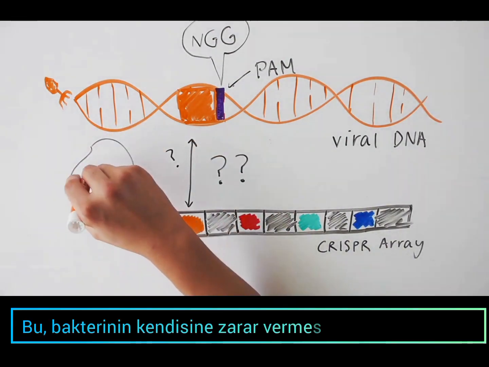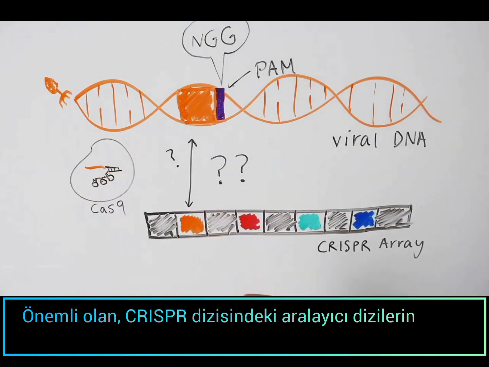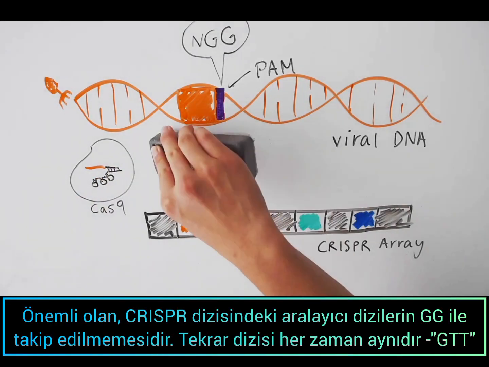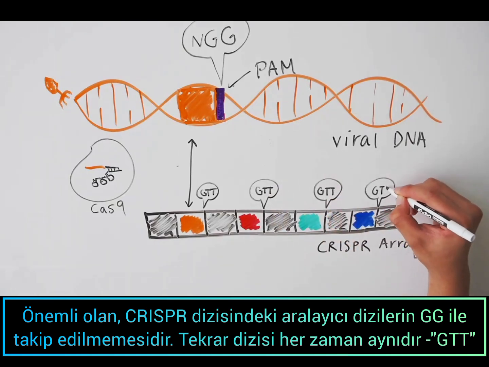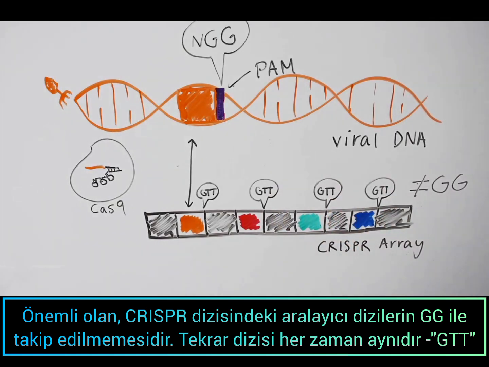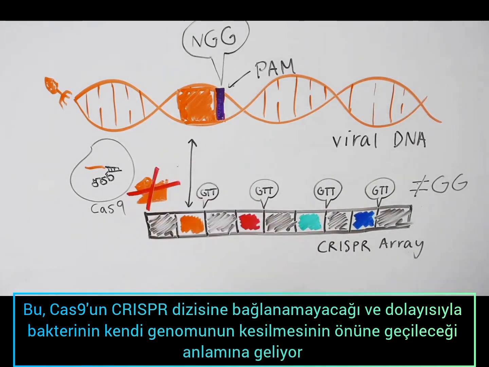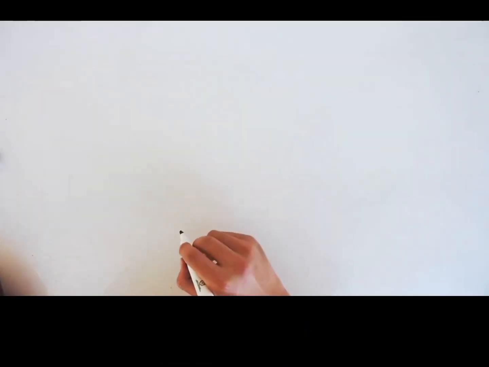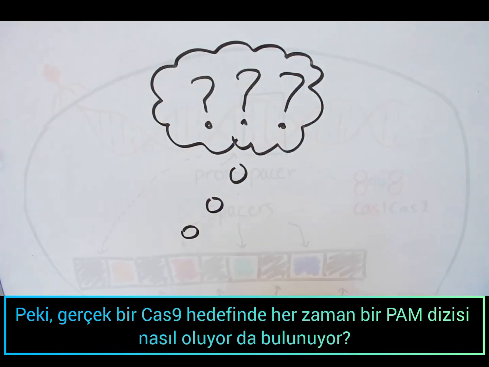How does this keep the bacterium from hurting itself? The key is that the spacer sequences within the CRISPR array are not followed by a GG. The sequence of the repeat is always the same, GTT. This means that the Cas9 is unable to bind to the CRISPR array and thereby avoids cutting the bacterium's own genome. But how is it that there's always a PAM sequence at a true Cas9 target?